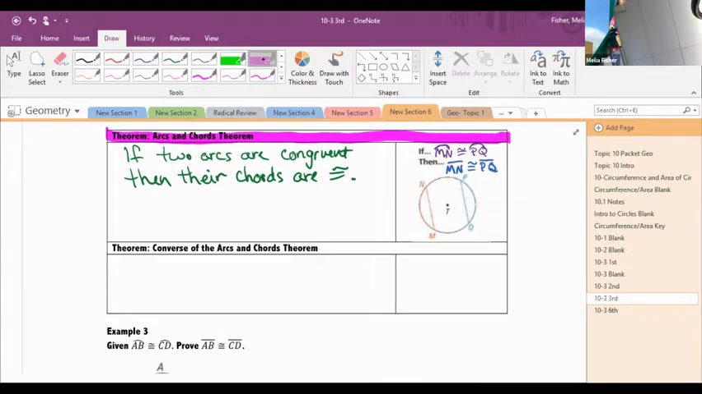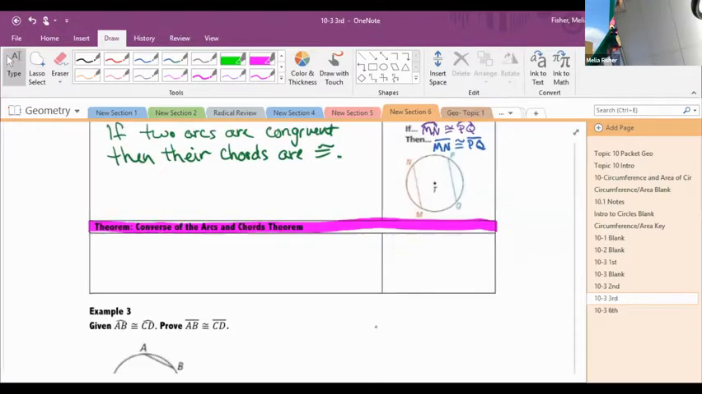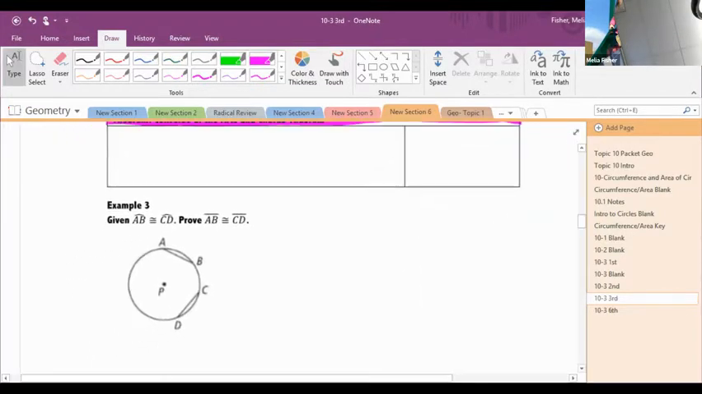Again, we have a converse theorem that you're going to fill in on your own. We said if the arcs are congruent, then the chords are congruent. So our converse would be if the chords are congruent, then the arcs are congruent, right? We go back and forth. Okay, there is a little typo here. This should say example 2. It is not example 3, it is example 2.